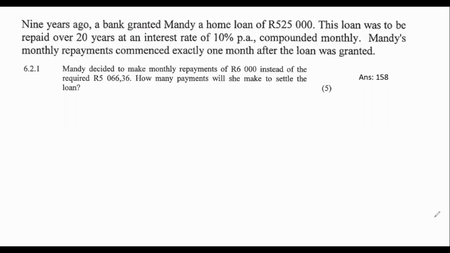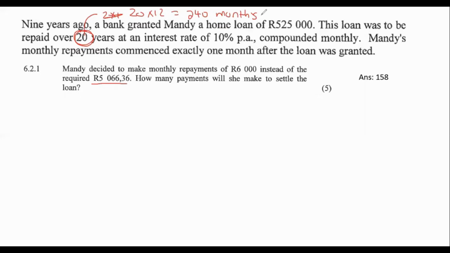So, guys, if Mandy wanted to pay her loan off in 20 years, then she was told by the bank to pay 5,066 Rand. So that would have taken her 20 years, which is 20 times 12, which is 240 months. Jeepers, Mandy. That's how long Mandy would have taken to pay back her loan.